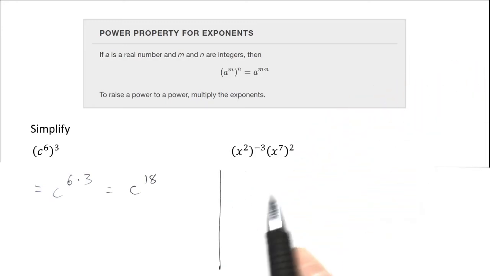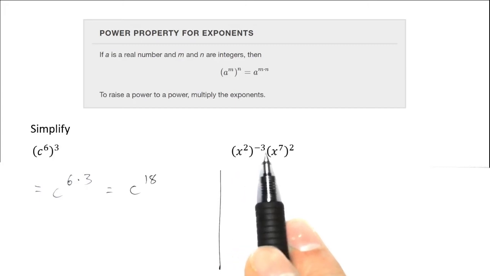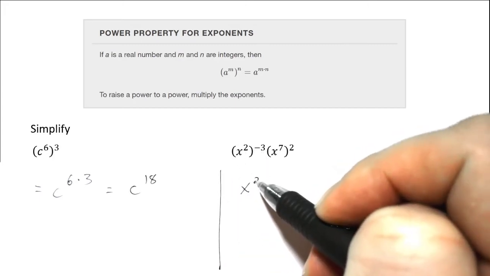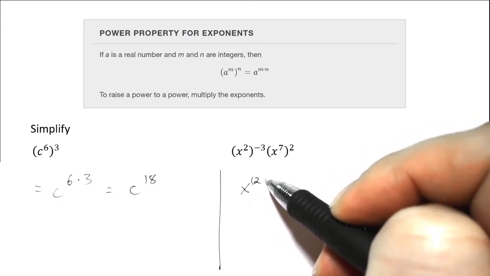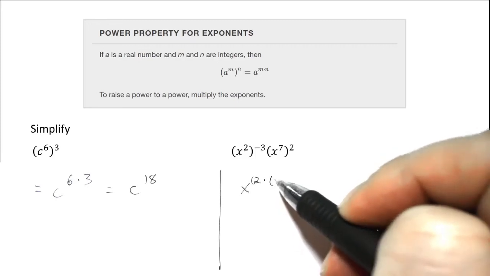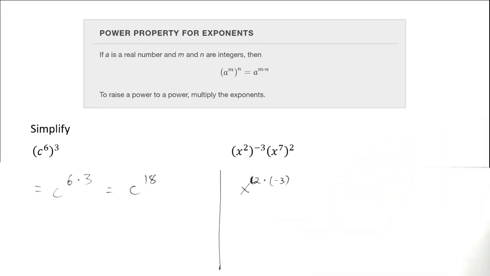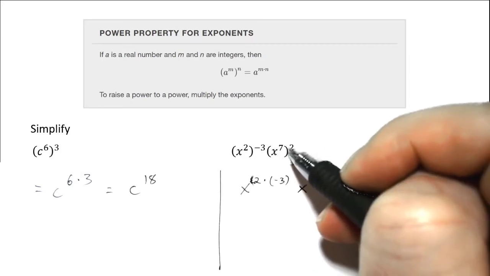Okay, let's look at this next one. Okay, well, we got something raised to a power and that raised to a power. So again, we multiply the exponents. So that's x squared. That's x to the 2 times negative 3. I didn't mean to write this parentheses over here. All right, and then the next one is x to the 7 times 2.